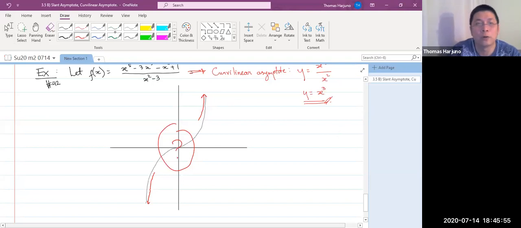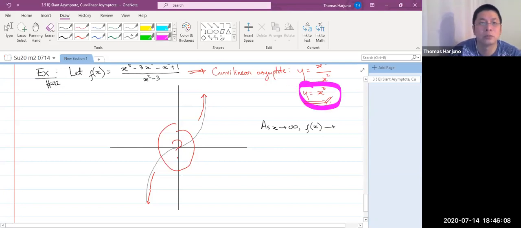So, for example, if somebody asks, as x goes to infinity, then f(x) will go to what? Then take a look at the curvilinear asymptote, x cubed, and the behavior of this function will follow the behavior of the graph of x cubed when you go very far to the right and also when you go very far to the left.